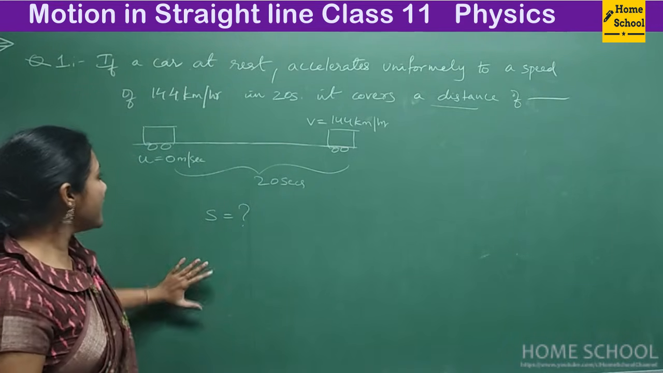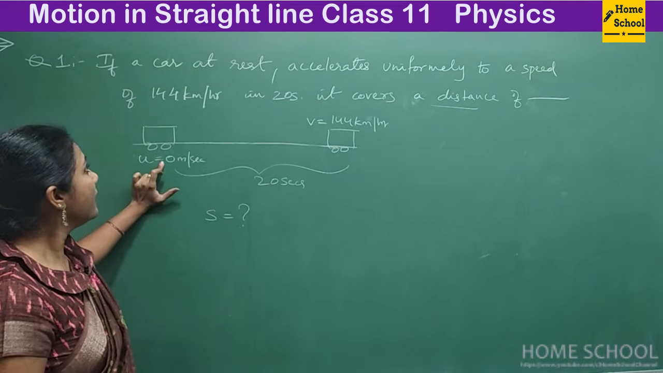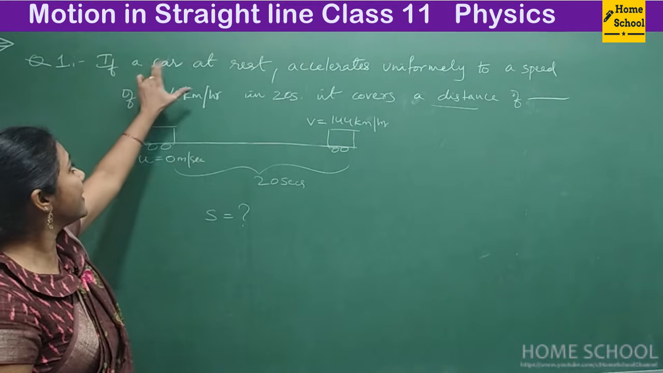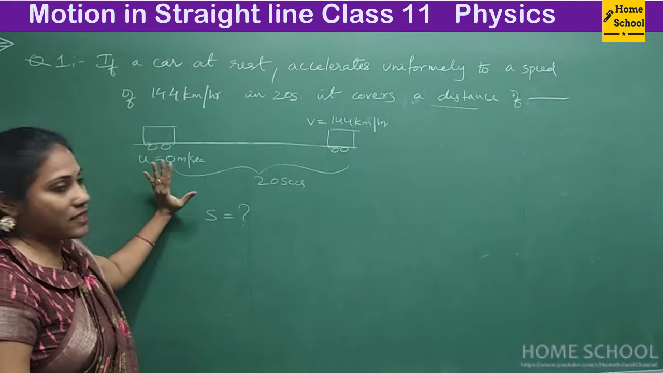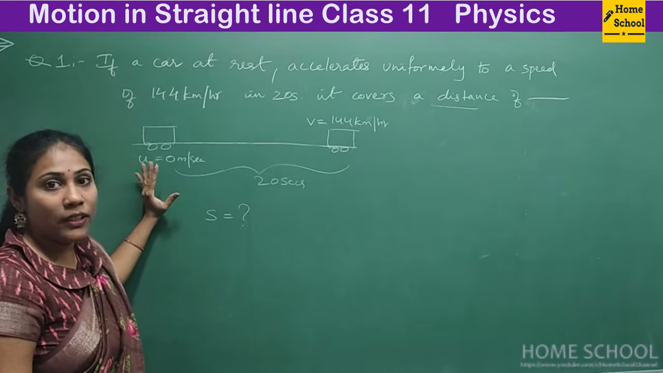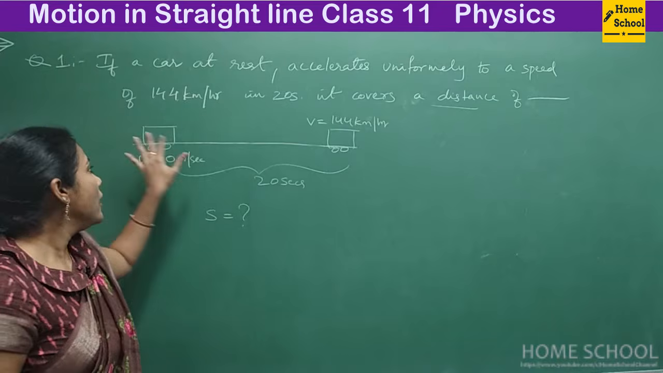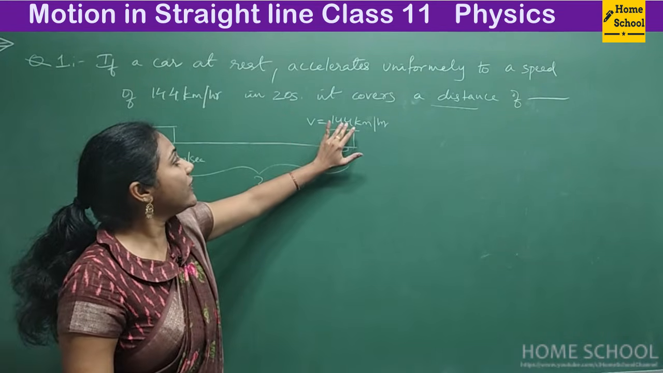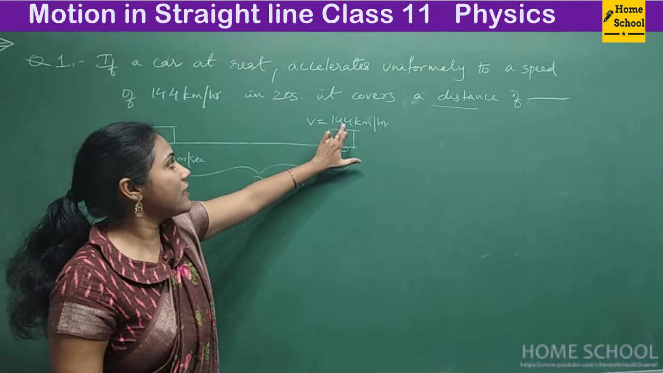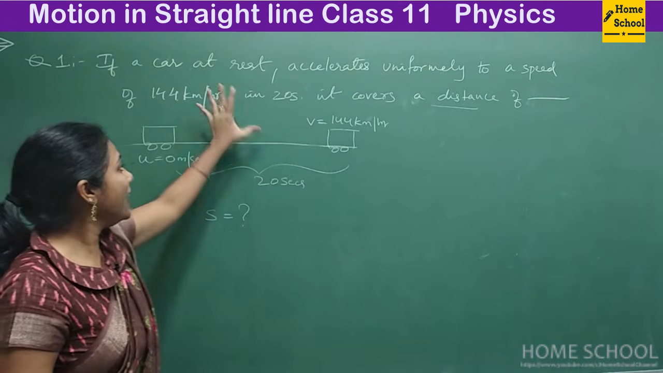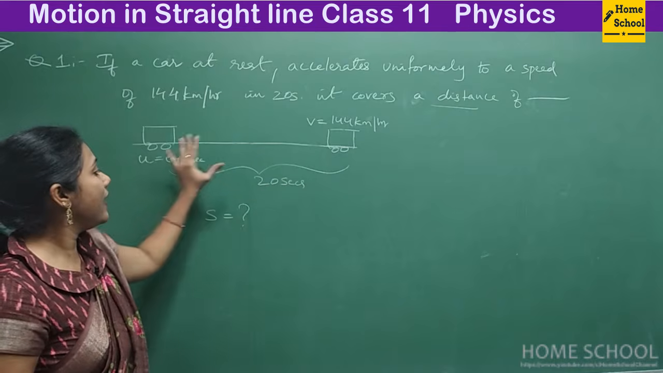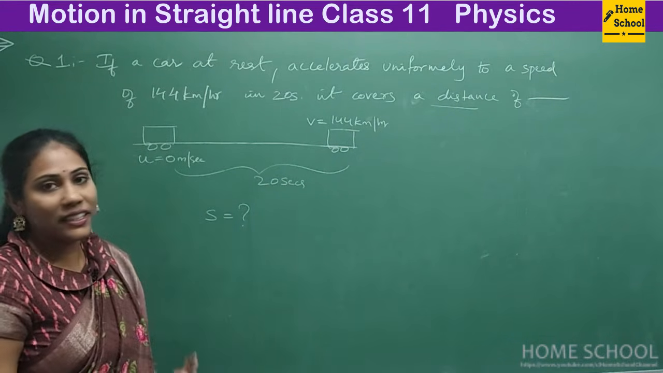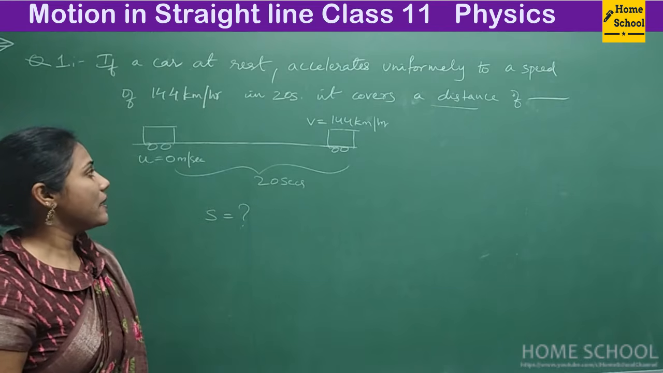See what is given? Initial velocity 0. How did you come to know that it is 0? They said the car started at rest. From rest mode it has started. So initial velocity is 0 and it reached a certain point with this velocity. So final velocity is this much, and time they have given is 20 seconds, and they said to calculate displacement. The diagram says everything.